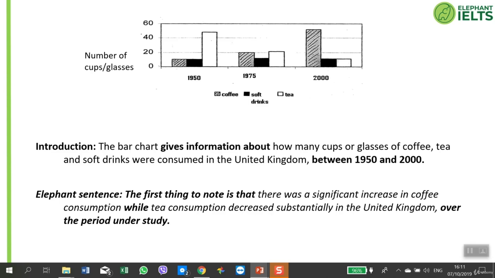So you see how I've used language from the useful language page to introduce the elephant sentence, and I have changed the way I talk about time.